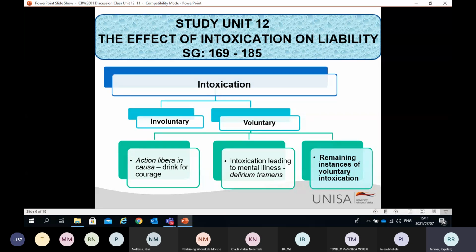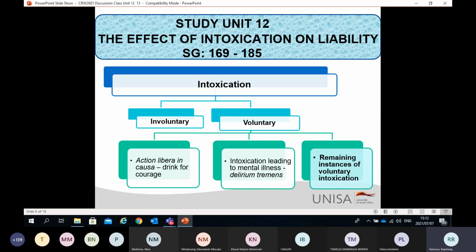This is where someone does not have the courage to perform a criminal act and chooses to drink so as to make themselves an instrument to perform that criminal act. In that instance, if you drink for courage and you perform that crime in the situation whereby you are intoxicated and you do not understand what you're doing, or you are unable to foresee and your criminal liability is affected, in those instances, the law does not provide a defense for you.